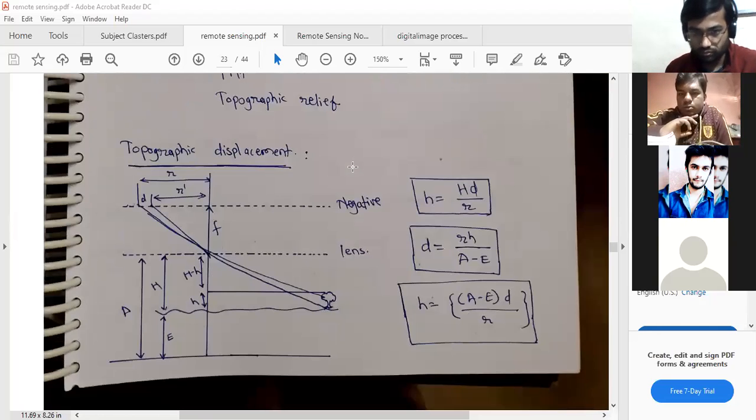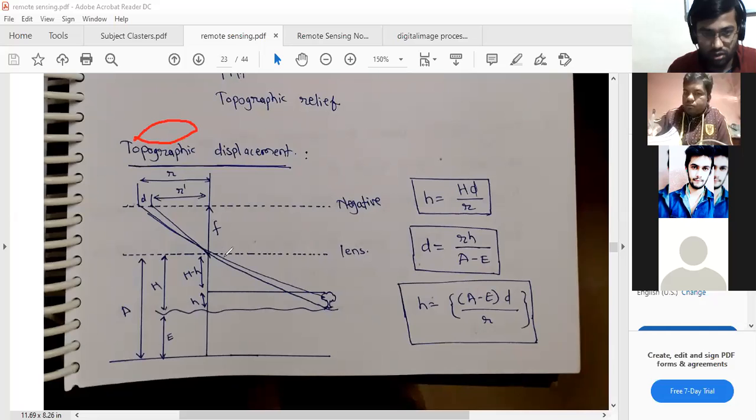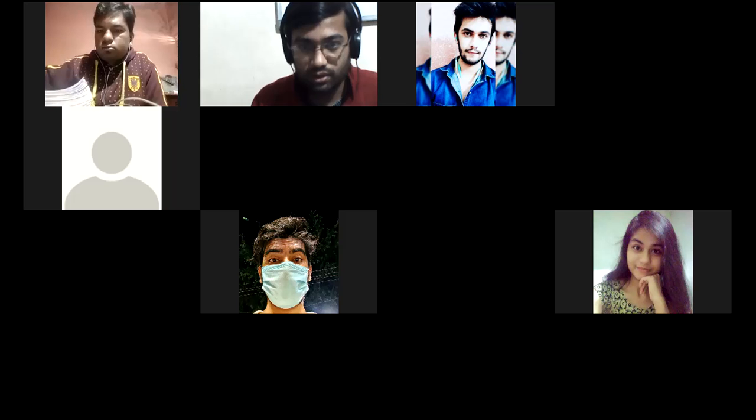Now draw this diagram, and try to understand, try to remember the formulas. I will study the topographic displacement. Just first observe this diagram. Here somewhere is your point I, let's say, and you are observing the feature with the help of a lens. So this is your focal length. I will show you a proper photograph. Just one second.